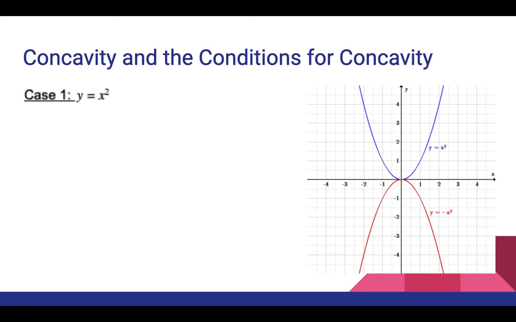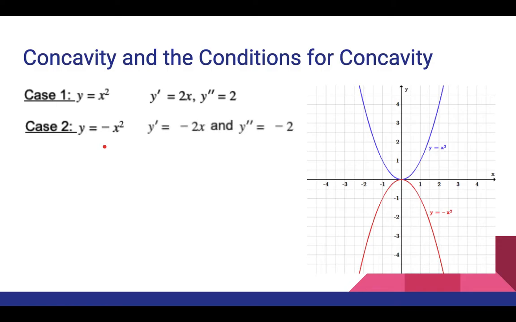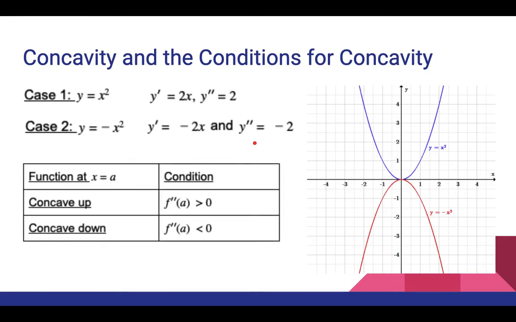If we look at the graph of y equals x squared and take the second derivative, we're going to get y double prime equals 2. Now if we take the reflection across the x-axis, y equals negative x squared, and take the second derivative, we're going to get negative 2 for our second derivative. This forms the conditions for concavity of a function at a specific point.